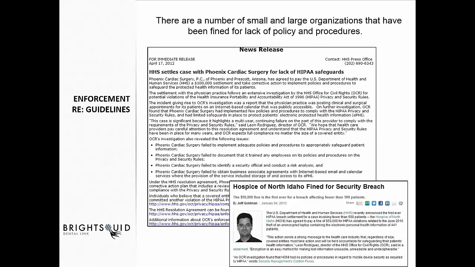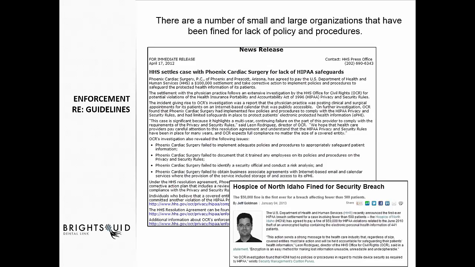And you can see here a couple of bullet points where they failed to implement adequate policies and procedures, about the middle of the screen, to appropriately safeguard patient information. The interesting thing about this case, and the reason that I wanted to show it, is that there were some policies in place, but it didn't necessarily safeguard all of the electronic data. And if you read the second or third paragraph, they talk about limited safeguards in place to protect electronic protected health information. So we're going to focus on that specifically through the rest of the seminar.